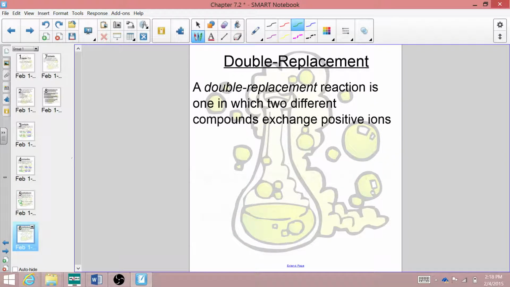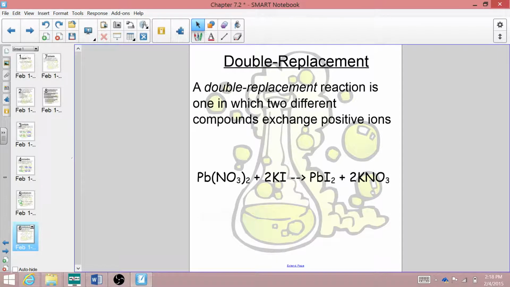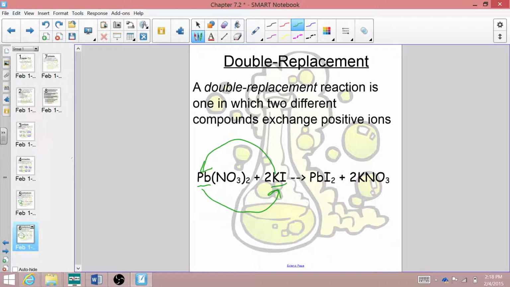Now, a double replacement reaction is like a single replacement reaction, except instead of starting with a compound and an element, we start with two compounds. And those compounds will exchange their positive ions, meaning they're going to exchange their metals. So this is an example. We have a compound of Pb(NO3)2 and KI. And what's going to happen is the positive ions from those compounds, Pb and K, are going to flip-flop. They are going to replace each other. That's why it's called a double replacement reaction. So now we get Pb with I, and we get K with NO3.